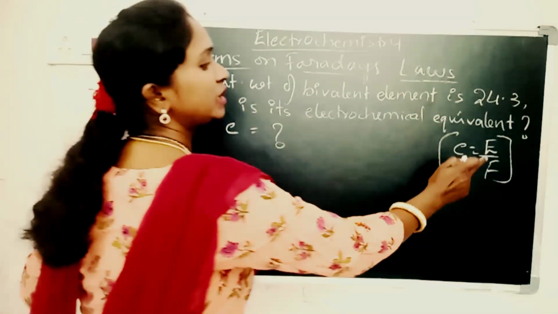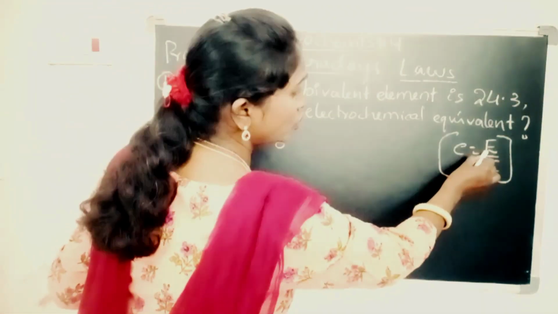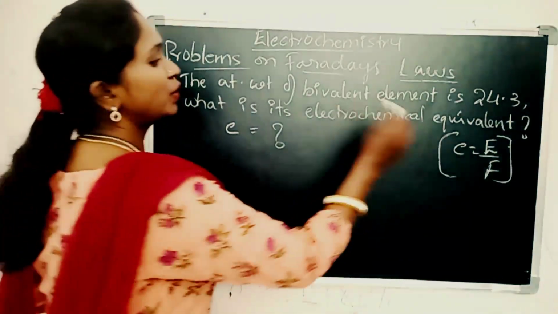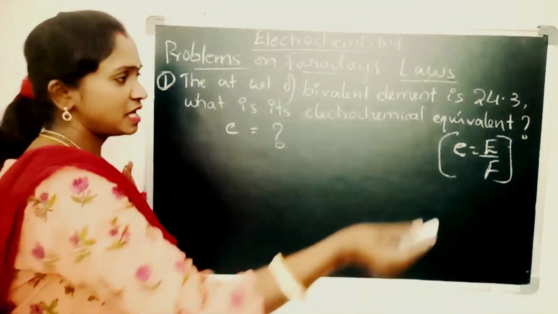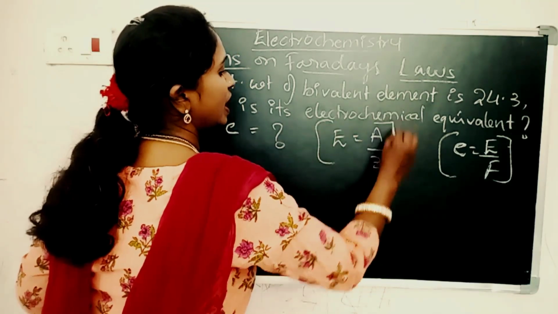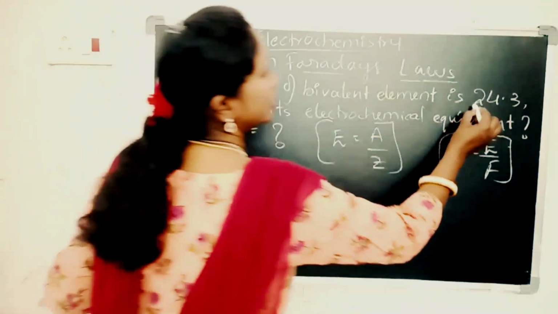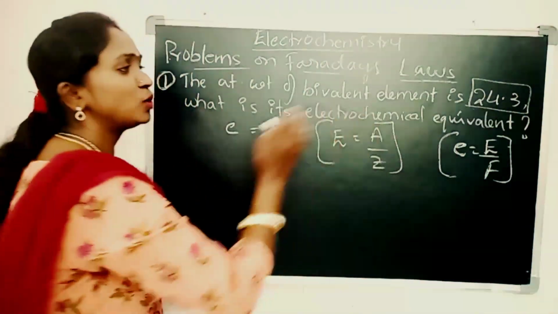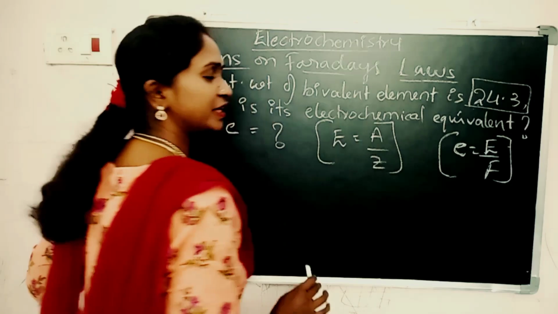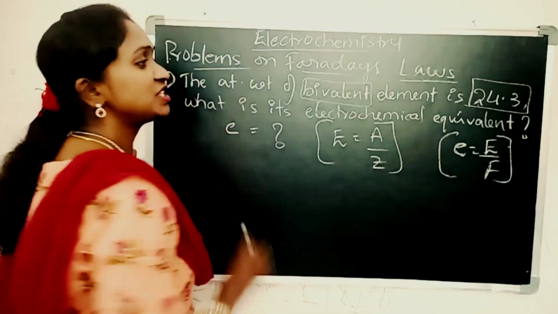But they did not give any equivalent weight or Faraday. But we have to calculate small e. Then we know capital E equal to A by Z. Here they give 24.3, that is the atomic weight of an element, and they have given a bivalent element.